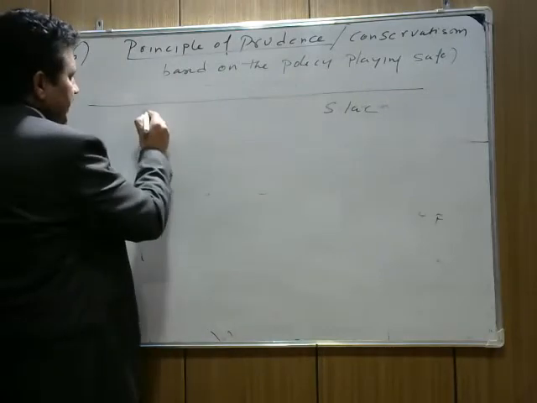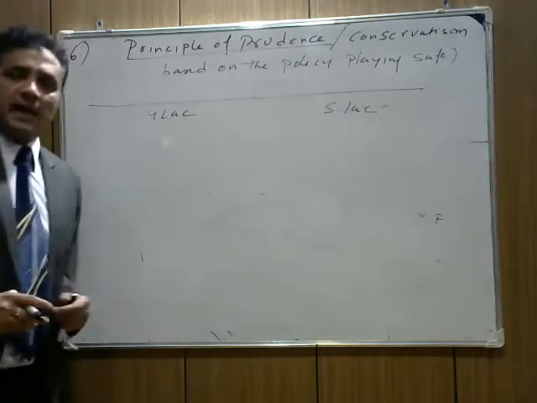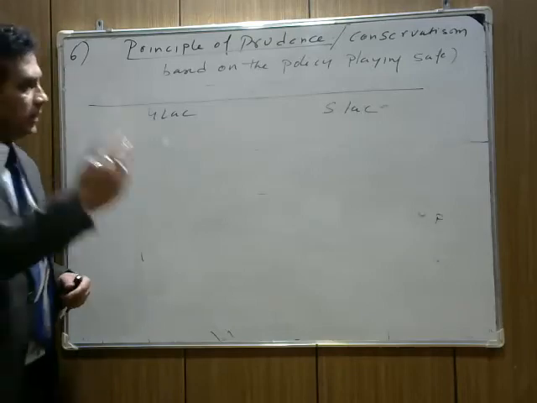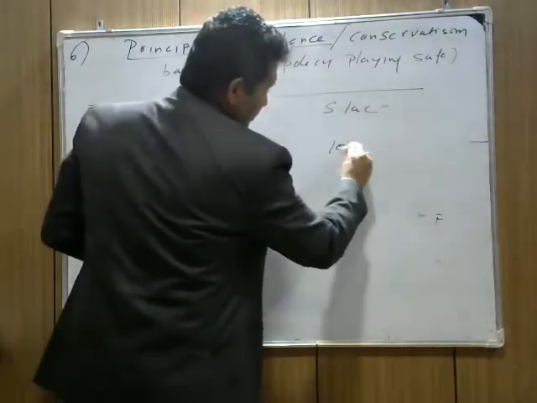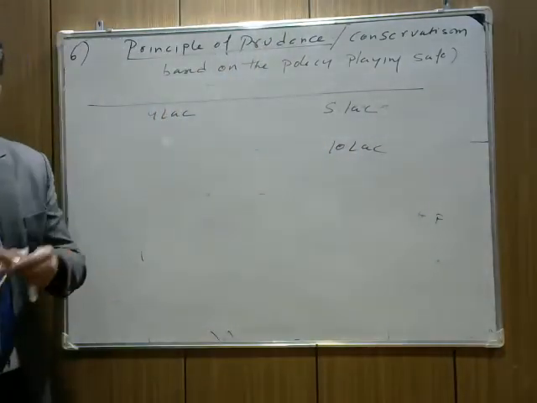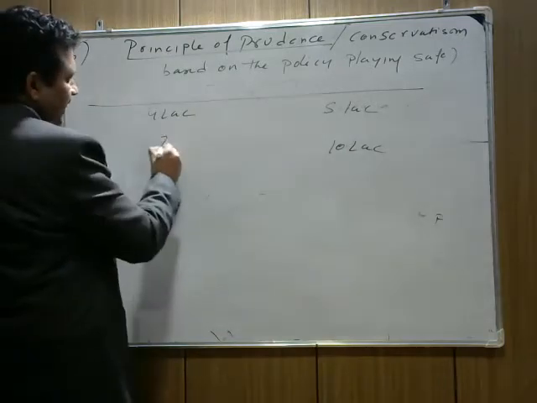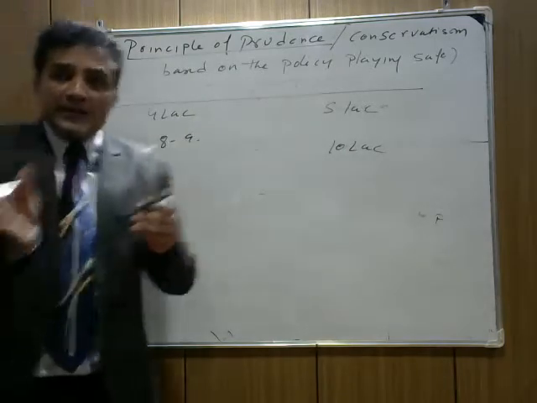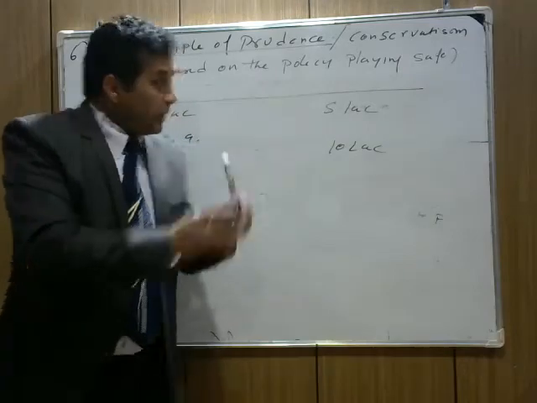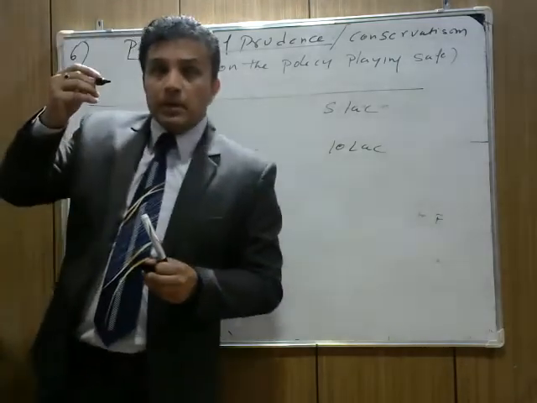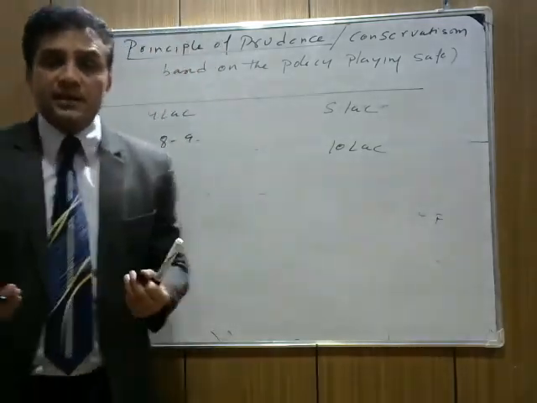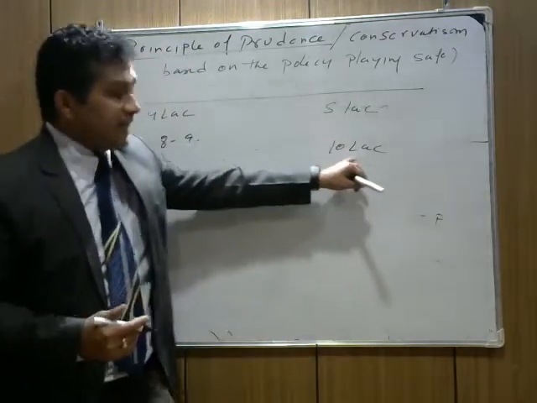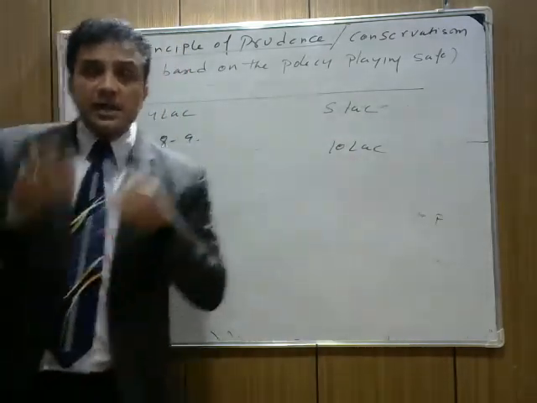Suppose you have a chance, you say, I can earn rupees 5 lakh. You are fully confident that you can earn 5 lakh. But in order to be safe, what will you tell your father? You say, no father, I can earn roundabout 4 lakh. Or suppose you can earn 10 lakh rupees, but you say, I can earn roundabout 8 to 9 lakhs. Means you are playing safe.